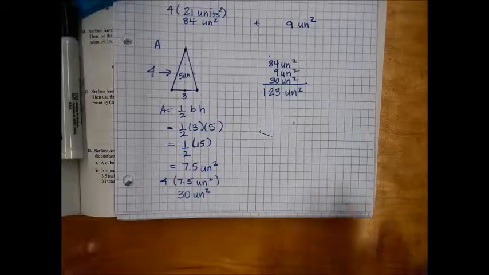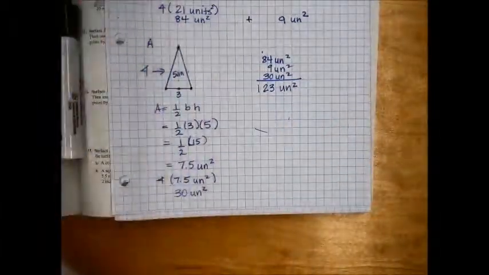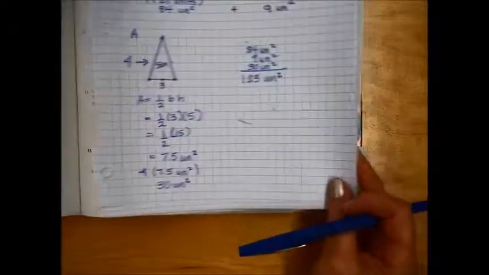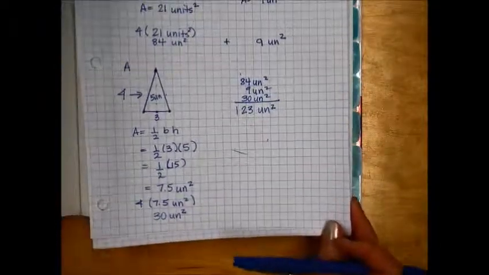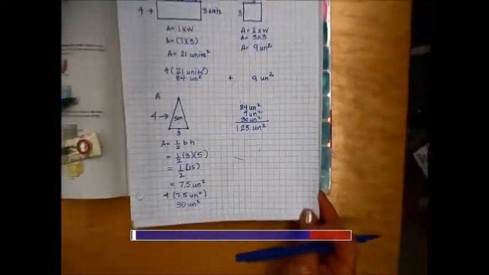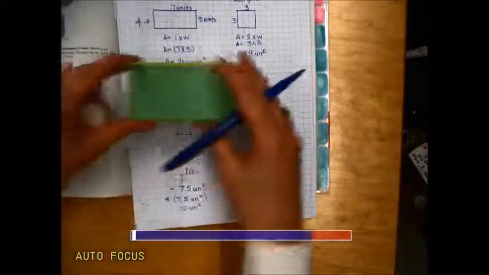Alright, so in class and online students, from the textbook, we came up with 123 square units for the shape that looks like this.